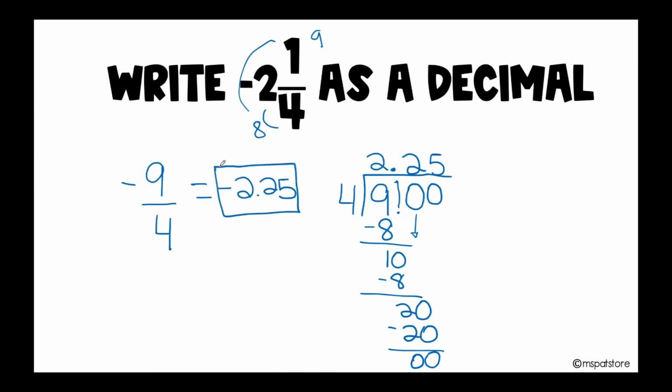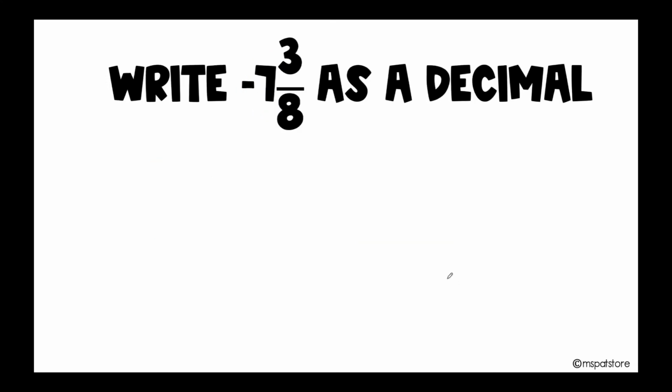In this case, I got a terminating decimal because it just ended here. You see, I don't have to continue like a pattern. So I got a terminating decimal. Let's try to do this other example. Write negative 7 and 3/8 as a decimal. Remember, pause the video and try to do it by yourself.